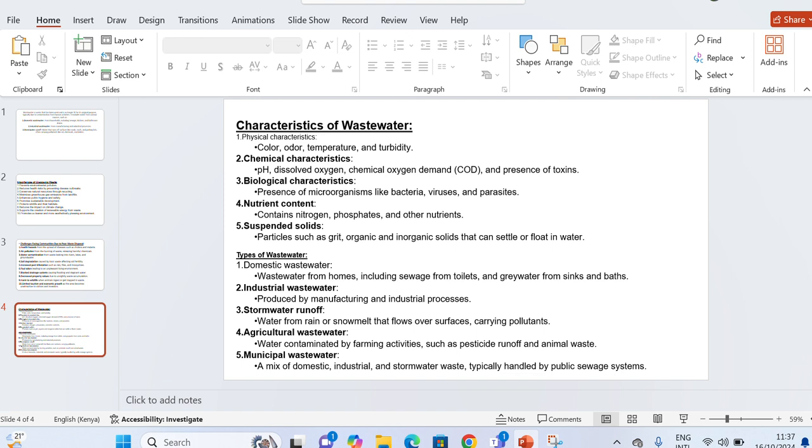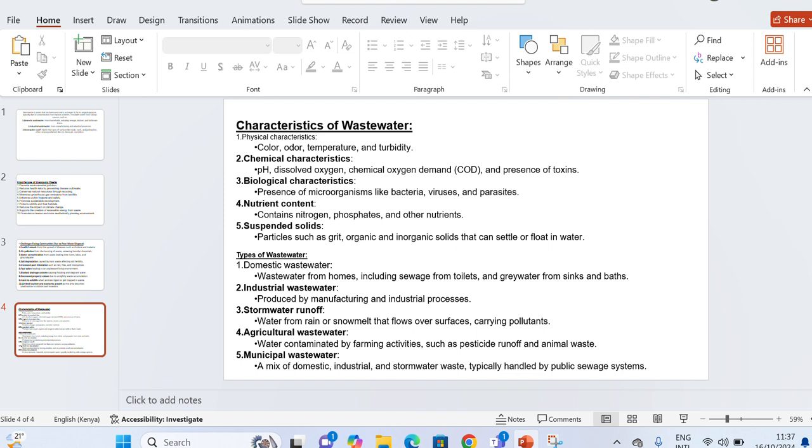And there is a characteristic. The other subtopic will be characteristics of wastewater. The first one will be physical characteristic. And this physical is what you can see, what you can feel, what you can touch, like color. The next one is chemical characteristic. This is like pH, dissolved oxygen, chemical oxygen demand, and the presence of toxins.